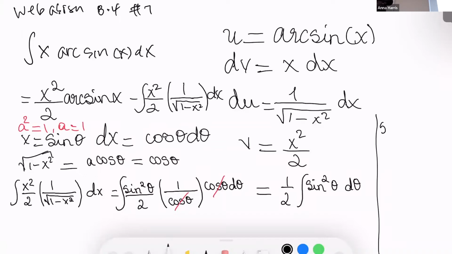Tell me, what would you do? You cannot integrate this, it's just a square. You need to reduce that power using a what? Rewrite this, that's right. You're going to write down 1 minus cosine 2 theta divided by 2. That's right, you're going to reduce the power. So do that now.